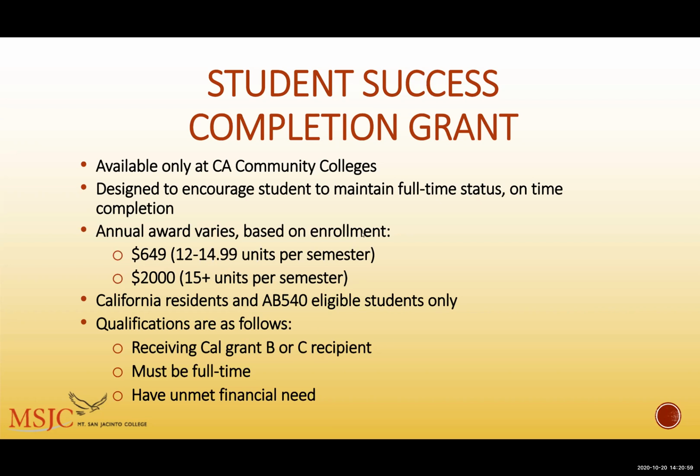The one thing that it does have is that it is for students that are actually eligible and receiving the Cal Grant B or C. So you have to be granted or awarded the Cal Grant in order to be considered for this grant. So if you do have the Cal Grant and you are in 12 through 14.99 units, and this is of course per semester, you could be eligible for an additional $649. If you're in 15 plus units for the semester, then you can receive up to $2,000 in addition to your actual Cal Grant award. Okay.